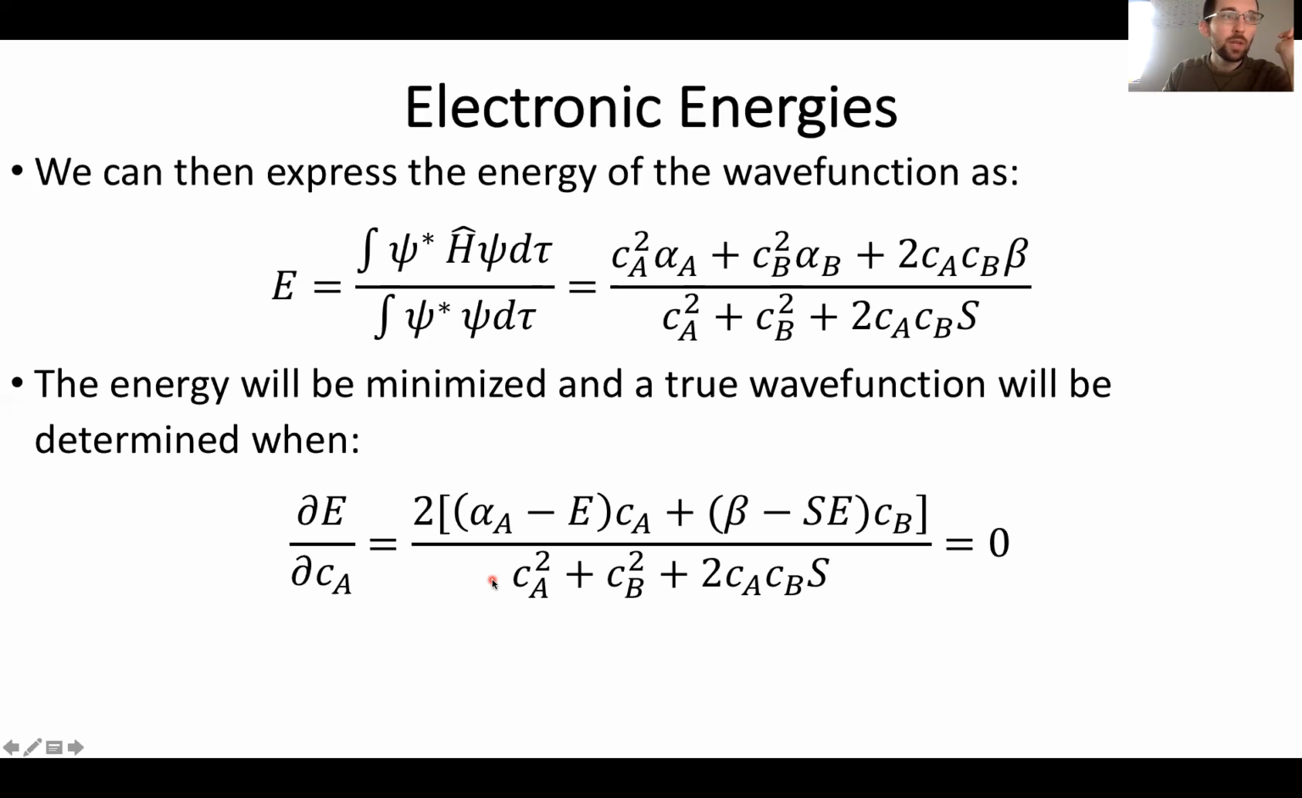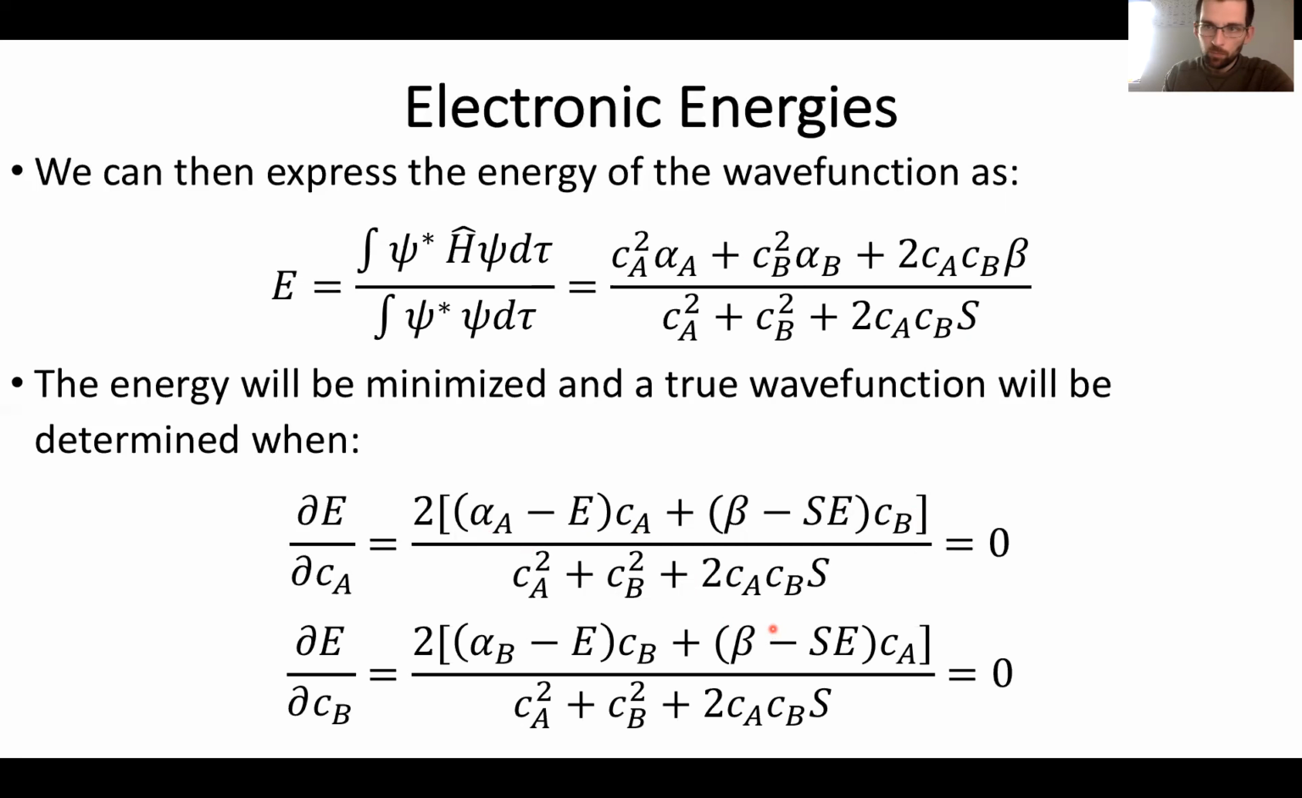So when we do this, we can get the derivative with respect to the coefficient of A. I'll be honest, it's kind of long form, but you'll notice it's going to depend on the actual energy of the system and the coefficients of A and B. And again, our normalization function manages to limp along. And it turns out we can do the same thing for B.